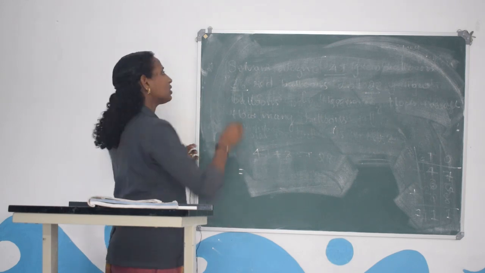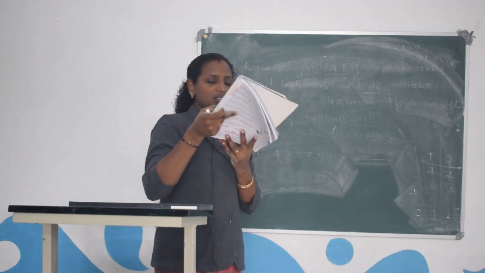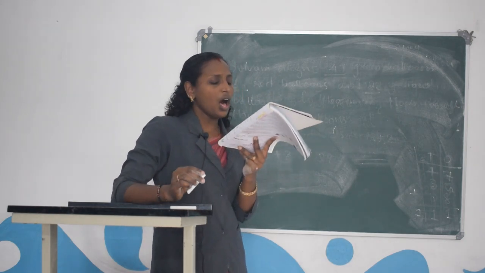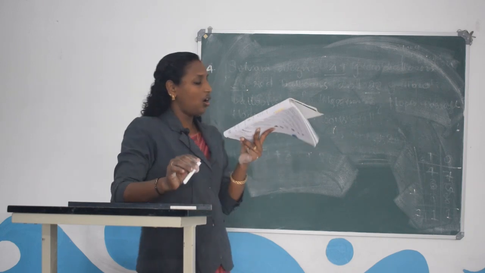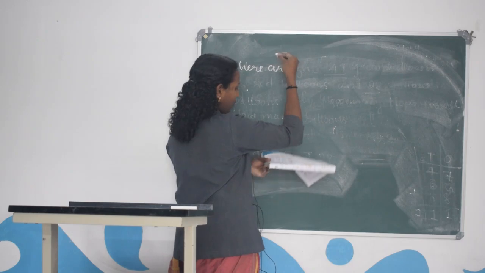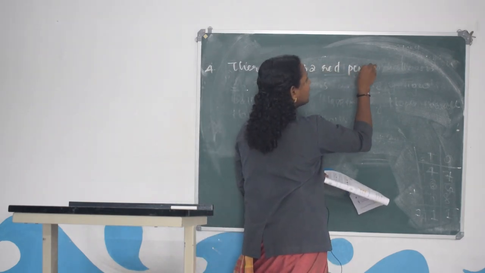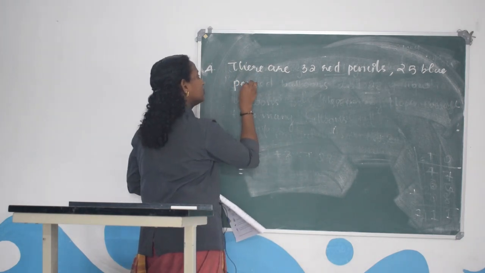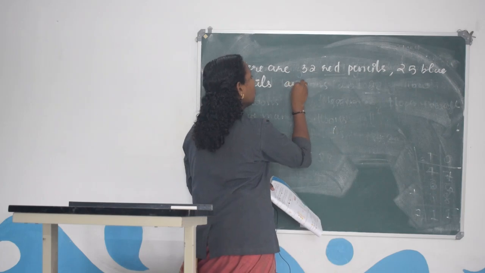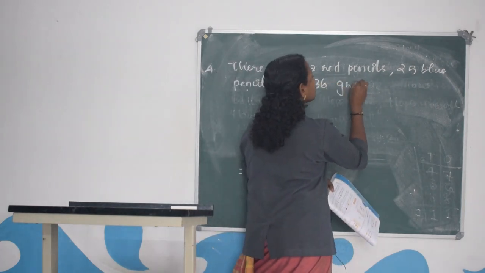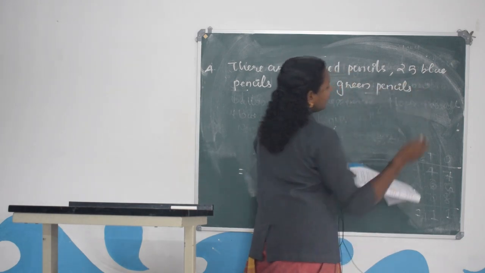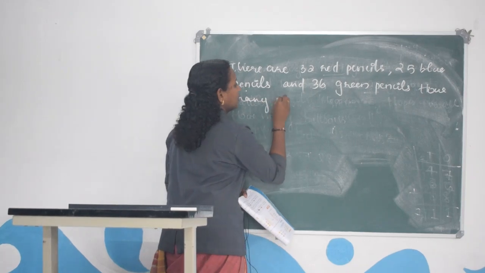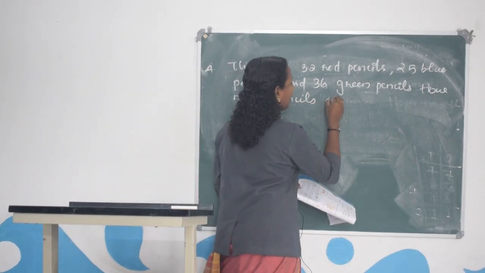Look at the next question, fourth question. There are 32 red pencils, 25 blue pencils and 36 green pencils. How many pencils are there in all?